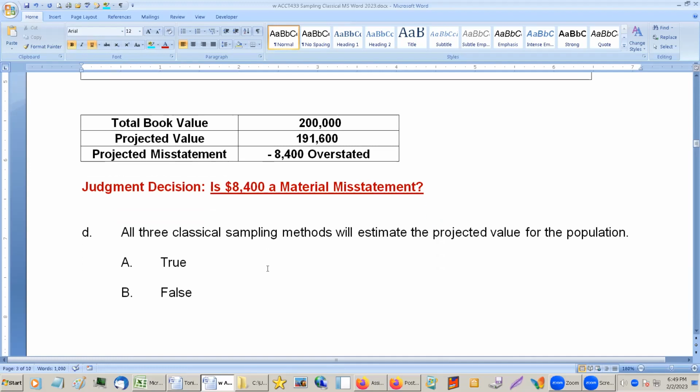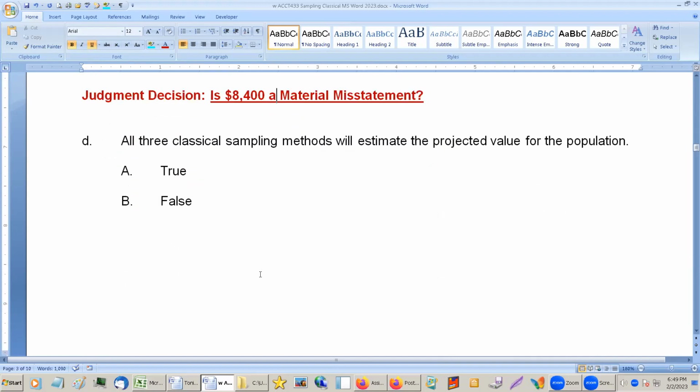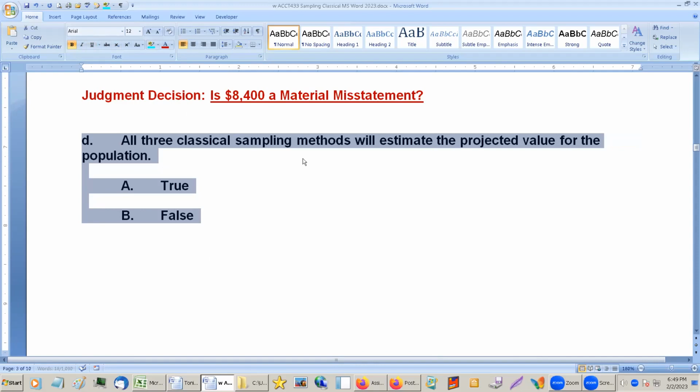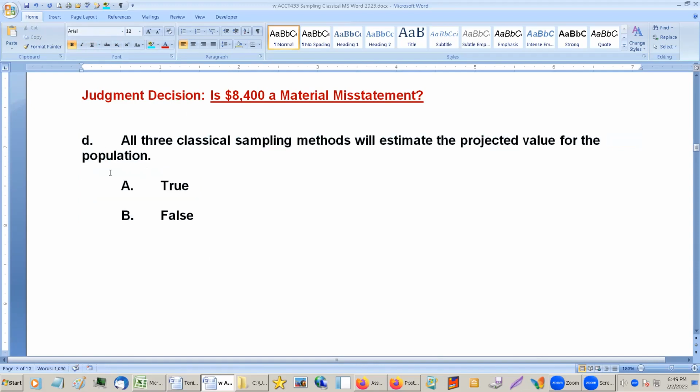And so here's judgment. True or false: all three classical sampling methods will give you the same projected value. I think I left a word out here, let me add a word in. And that is false. They give you different projected values.